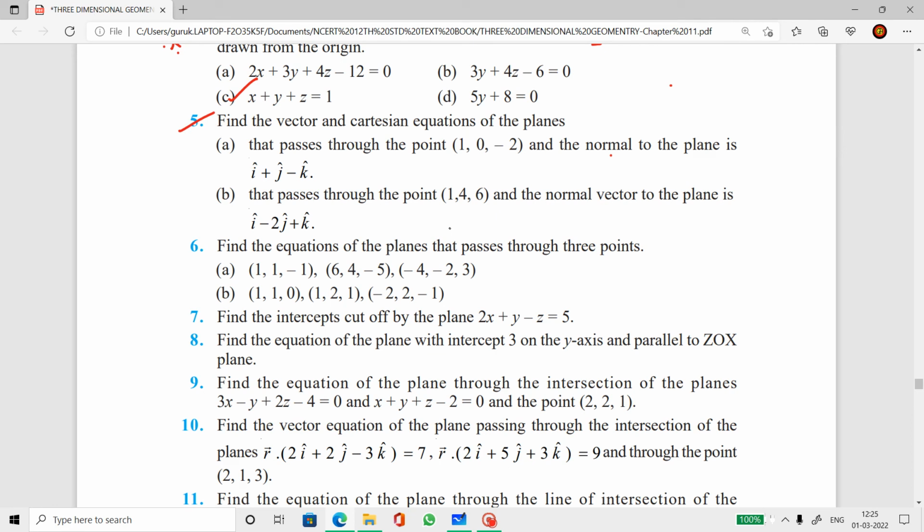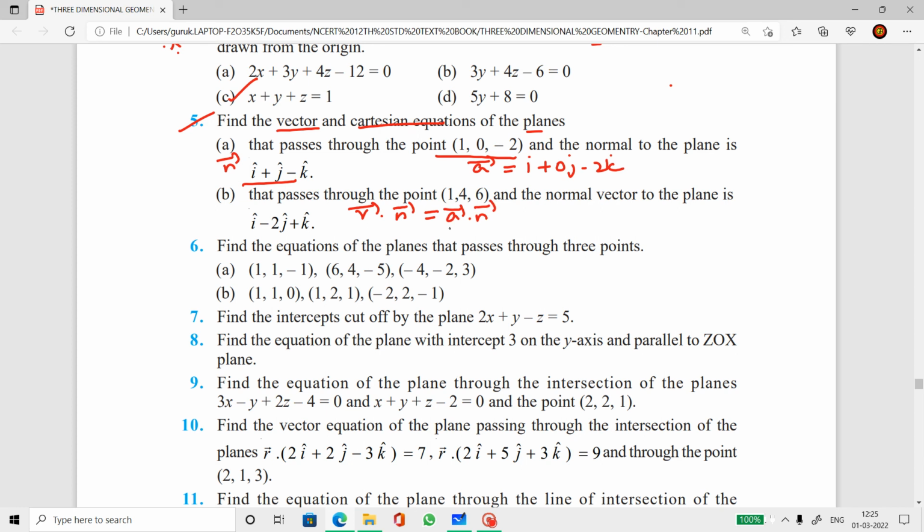Find the vector and Cartesian equation of a plane that passes through a point and whose normal vector is given. Normal to the plane is what? Perpendicular vector, isn't it? The passing through point is a vector, which is i plus 0j minus 2k, and the normal vector is this. That's it. Put it in the formula: r vector dot n vector equals a vector dot n vector.